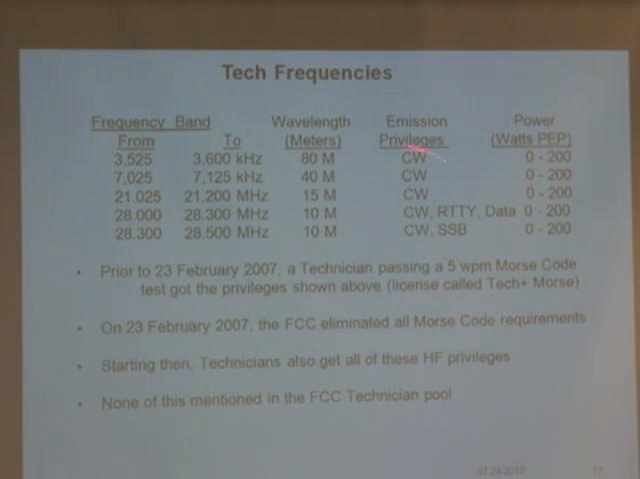And this was them. You say, well, what is it? Well, down in this 80-meter band, there was a little portion of it you could use Morse code, 200 watts. And in this 40-meter band, there was a little section you could use Morse code, 200 watts. And in this band here, the 15, Morse code, 200 watts. In this part of the 10-meter band, Morse code, radio teletype, data mode, 200 watts.